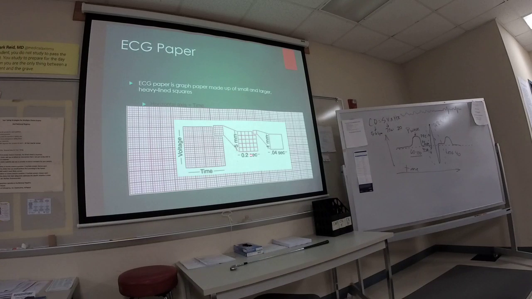So you have the boxes. A small box in time is 0.04 seconds. A large box is 0.2 seconds. In amplitude, a small box is 1 millimeter, and one large box is 5 millimeters. Okay?